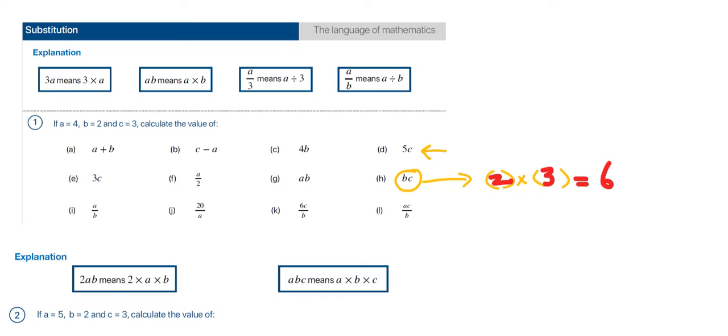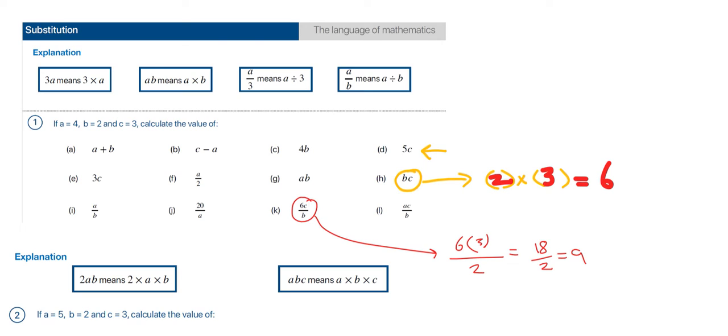Let's have a go at doing K. So we've got 6 multiplied by C, which is 3, divided by B, which is 2. So 3 6s are 18, divided by 2 gives 9.